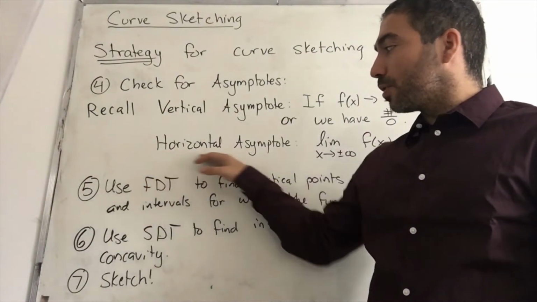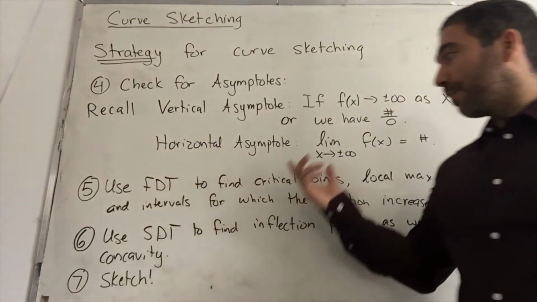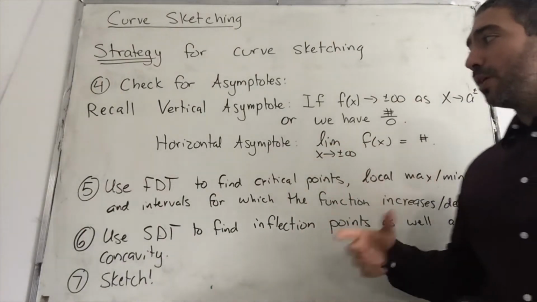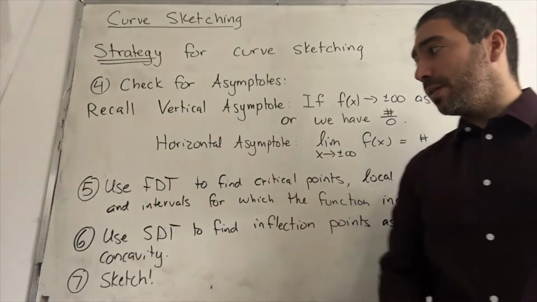The second thing we have to look for is horizontal asymptotes. Again, we saw this. We're taking the limit as x tends to plus or minus infinity. If this value gives us a number, we have a horizontal asymptote, so we have to keep that in mind.